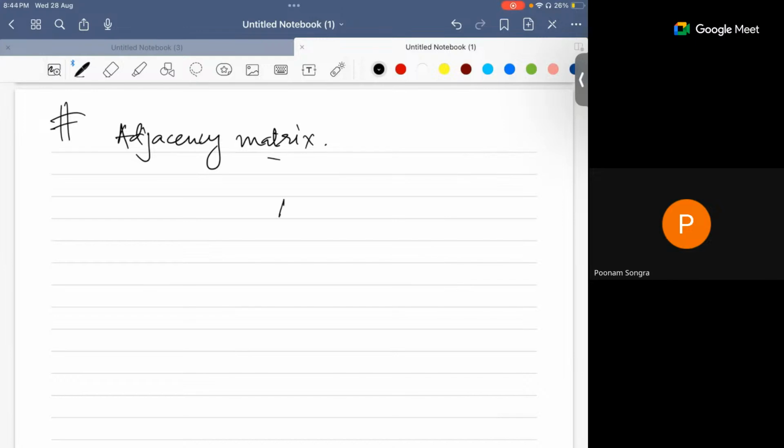with, for example, A, B, C, D, E as your 5 vertices. Okay. So you'll be putting this in the row form and the column form both, A, B, C, D, E. Okay, something like that.